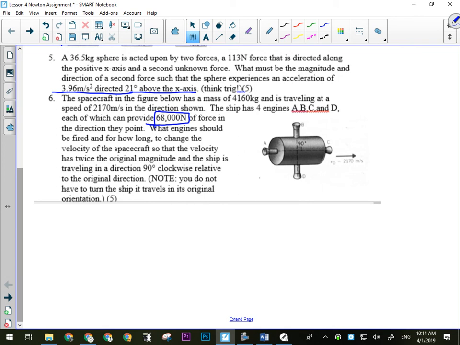Okay, so we know the mass of the ship. We know how much force an engine can exert, and we know that initially the ship is going this way at 2,170 meters per second. What you have to calculate is which engines need to be fired and for how long in order to no longer be doing this, but be going this way at twice that speed.